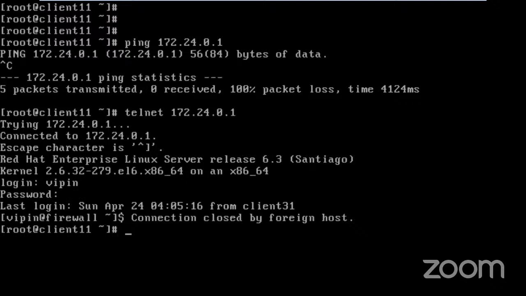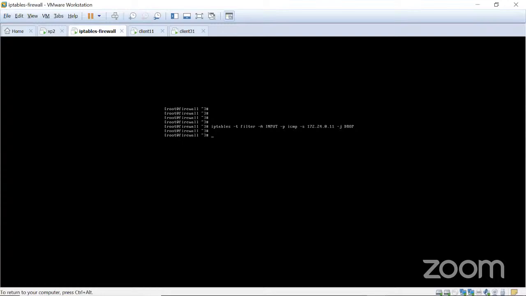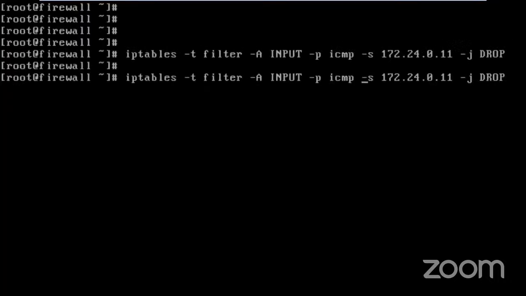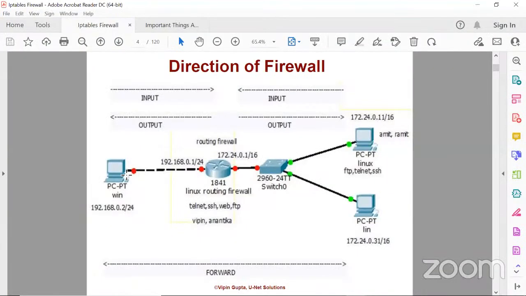So in our case, we have seen how to block this ping. So now what I am going to do, I will delete this rule. Now let us go to our 6th task. So in my case, I will go to the diagram. Now, what I want is that this system should not be able to ping to this system. Again, diagrammatically, this system should not be able to ping to this system.